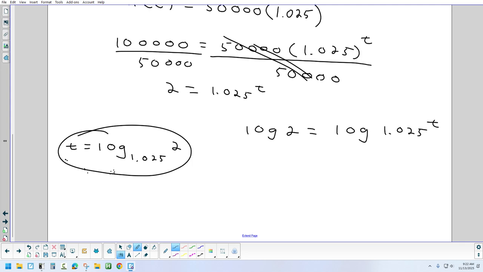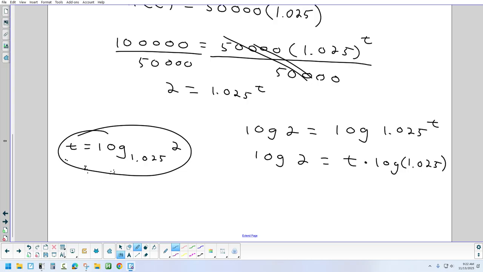So this is a different approach to solve for t. It's going to take a couple extra steps, but we're going to get something that's equivalent to this, and then in the future, we'll be able to use this. All right, what could I do on the right-hand side? Something we talked about today. Yep. Bring the t to the front. So we have log 2 equals t times the log of 1.025.